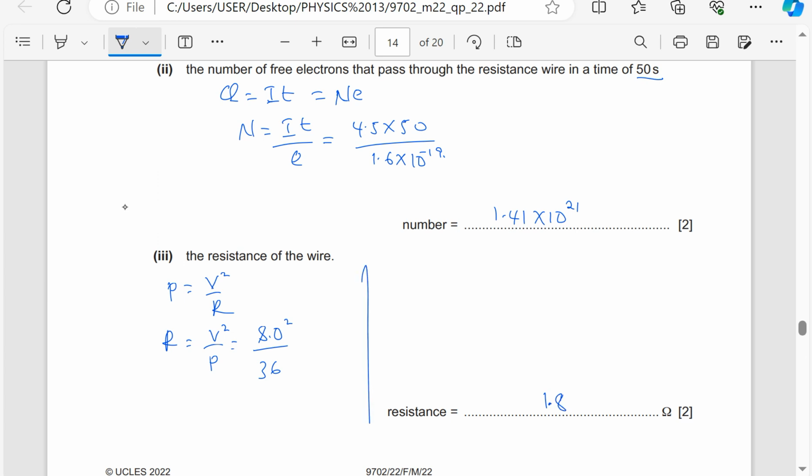Alternatively, I could use resistance is equal to V over I. V was 8.0 and I was 4.5. I think the answer is the same. Alternatively, I could use resistance is equal to power divided by I squared. Power was 36 and we got the current as 4.5, so I would say 4.5 squared. I think the answer is the same.